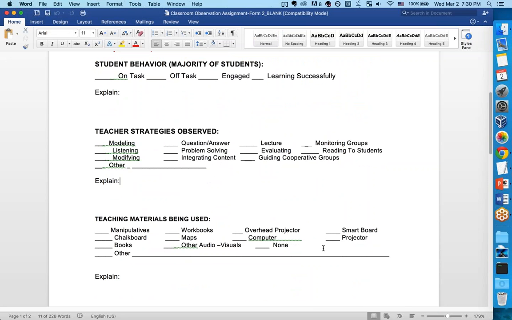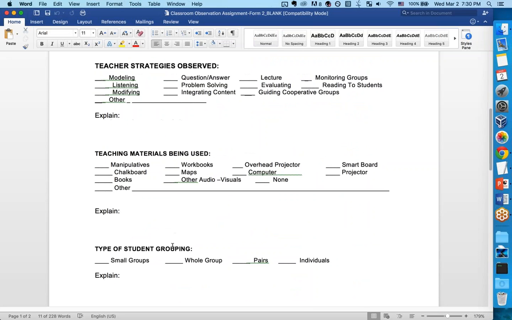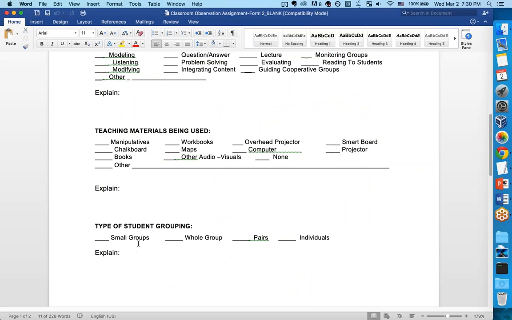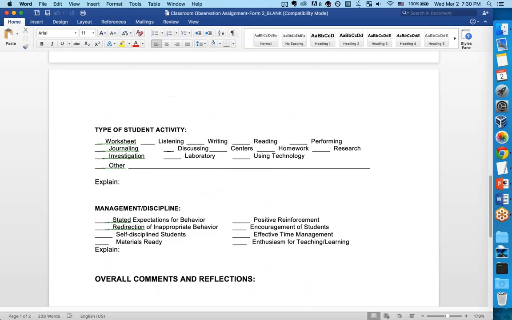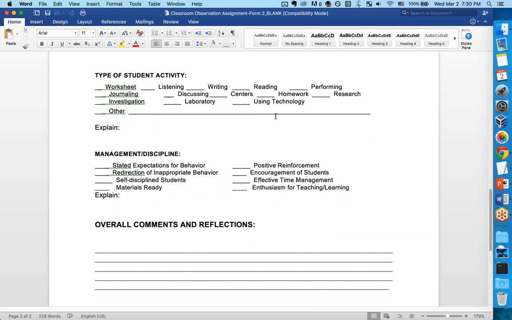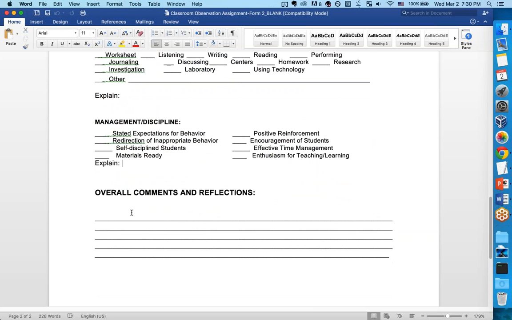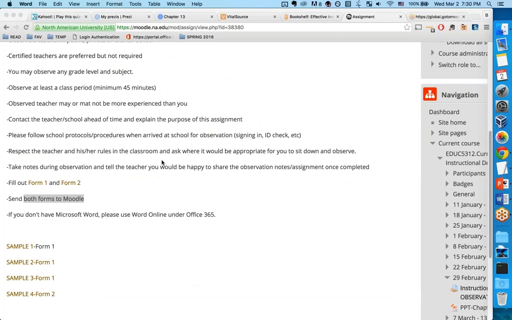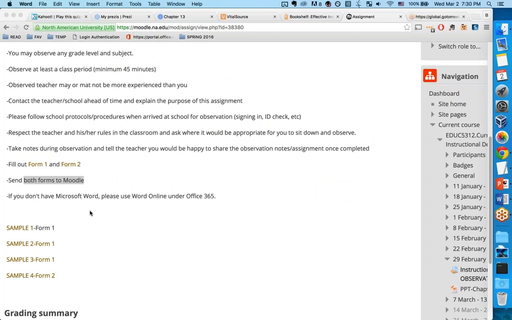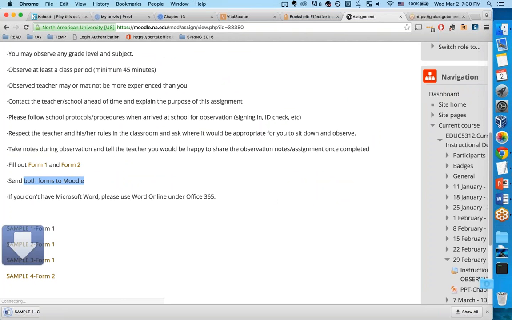All right, and then teaching materials being used. What kind of materials being used? Just check it here. Type of student grouping. Was it a small group environment, whole group, pairs, individuals? And type of student activities in the classroom, management and discipline issues, explain. And this is the section where you overall comment and reflect about your experience. So you need at least a paragraph of information here. So I was able to include some samples for you here in this assignment. So let's take a look at sample 1.